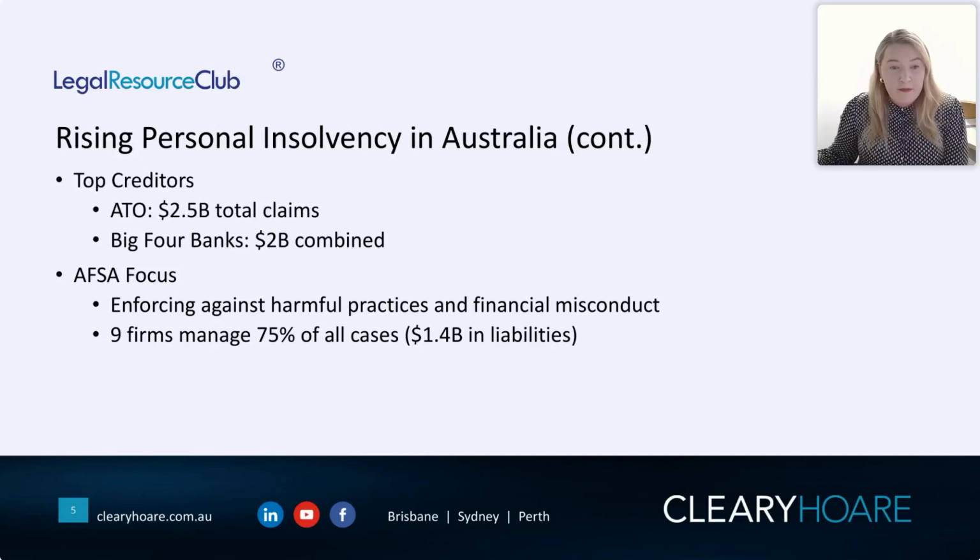Up the top there, I've got some of the top creditors that AFSA reported, and there's no real surprises there, being the ATO having $2.5 billion worth of total claims against individuals, and also the big four banks looking at $2 billion between them. And just another interesting little tidbit, the last dot point on the screen, showing that there's about 9 insolvency firms within Australia that manage about 75% of all cases. So they're the big players in the area.